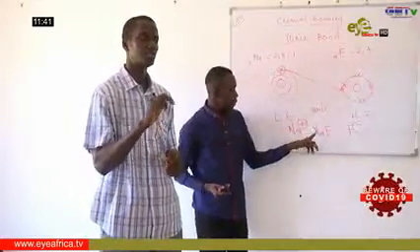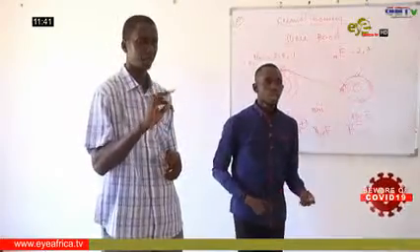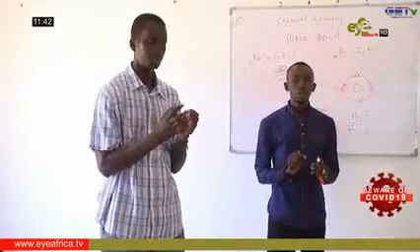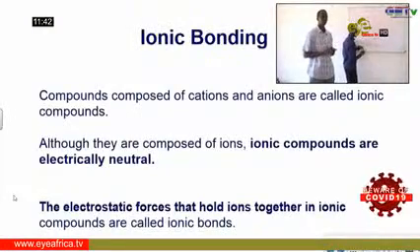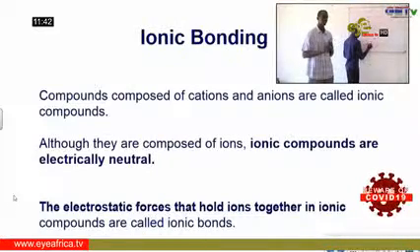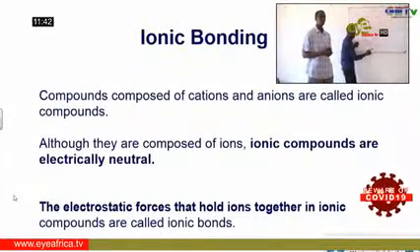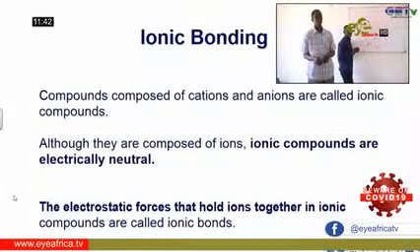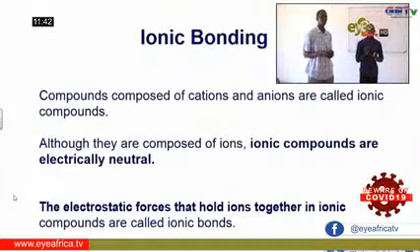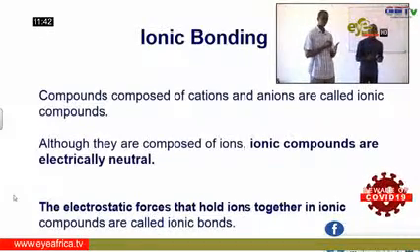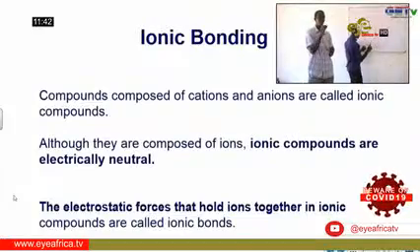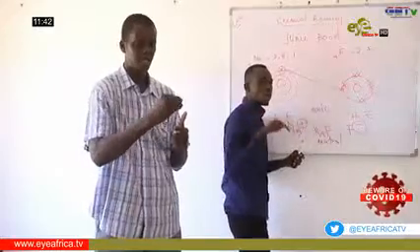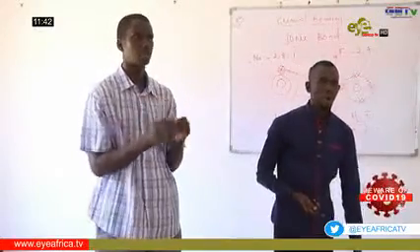It's a binary compound because we just have two atoms. Now, although they are composed of ions, ionic compounds are electrically neutral. Yes, they are electrically neutral, because these charges will cancel each other, and when they form the compound, the compound will be neutral. Now, the electrostatic force that holds ions together in ionic compounds is called ionic bonds. That is, the force of attraction between this positive charge and this negative charge is called ionic bond, and the compound itself is called ionic compound.